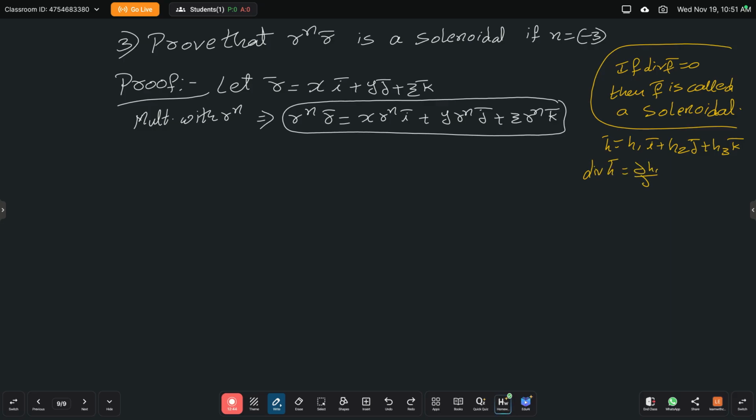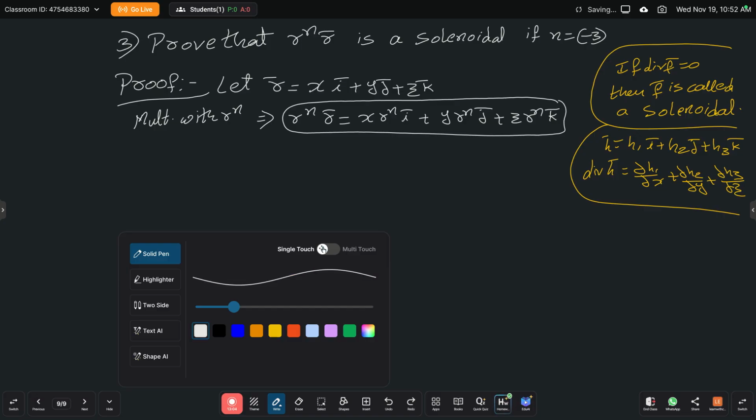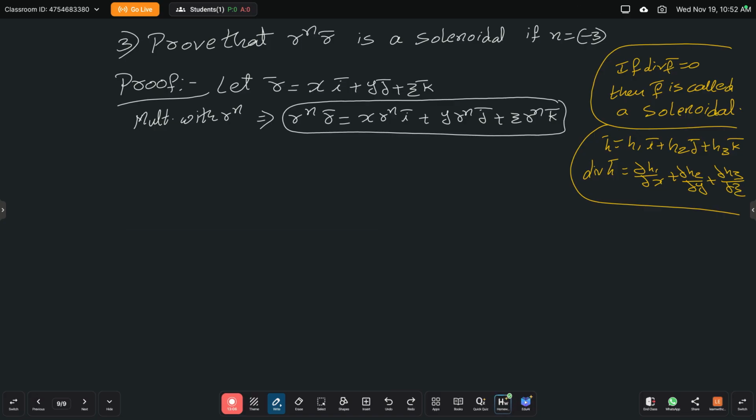∂h1/∂x plus ∂h2/∂y plus ∂h3/∂z. Okay, so for proving the given vector r^n r̄ is solenoidal, we have to find the divergence of r^n r̄. So instead of our vector h̄ in the example, we have r^n r̄. So take the divergence of r^n r̄.